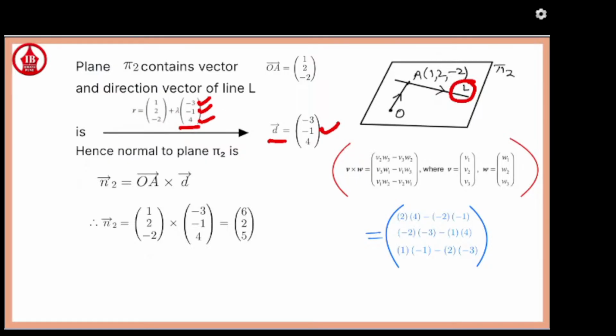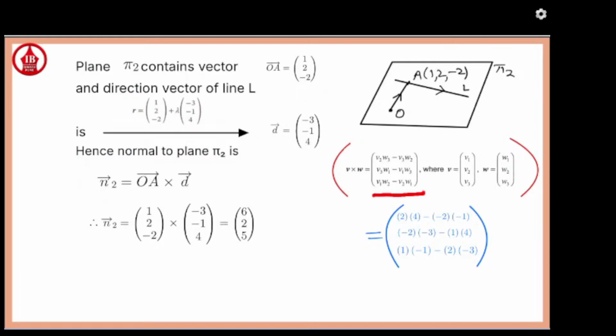So I wrote it here, D is the direction vector. Hence the normal to the plane pi 2 will be perpendicular to the plane, and a vector perpendicular to the plane will be perpendicular to these two vectors, because these two vectors are contained in the plane pi 2. So therefore we find the cross product of OA and D. So n2 is OA cross D. Now their cross product is given by this formula.